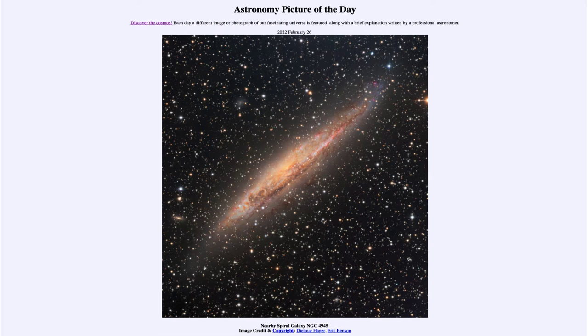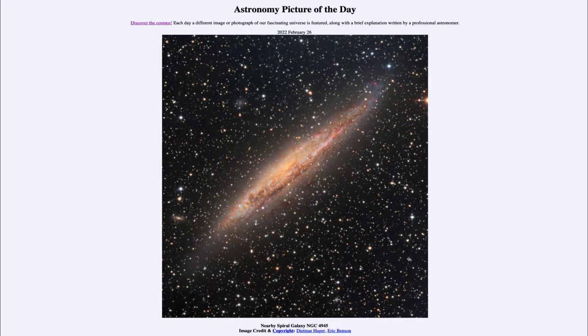One of the things that I like to do in each of my introductory astronomy classes is to begin the class with the astronomy picture of the day from the NASA website that is apod.nasa.gov/apod. And today's picture for February 26th of 2022, well, it is titled Nearby Spiral Galaxy NGC 4945.